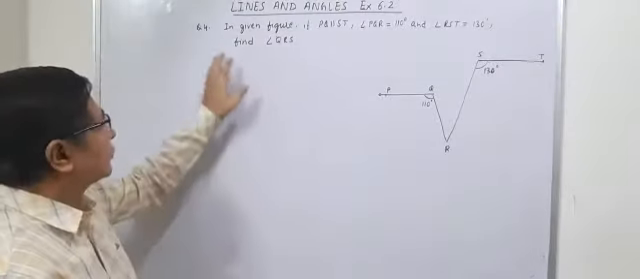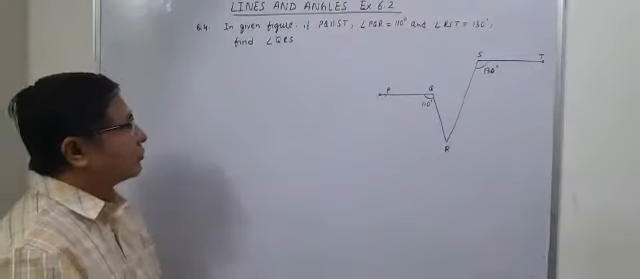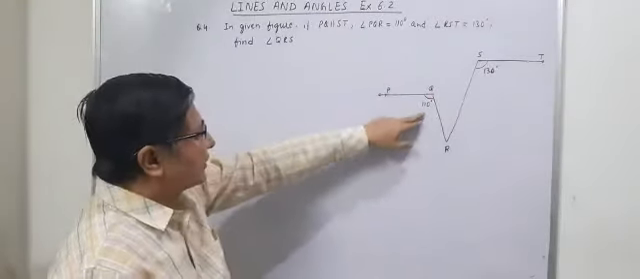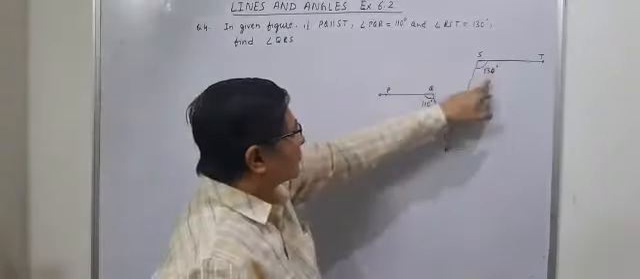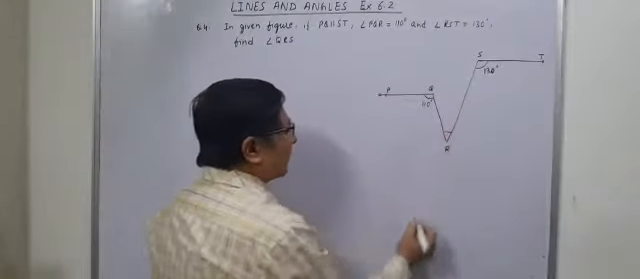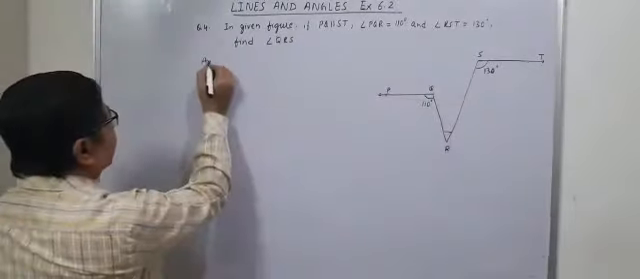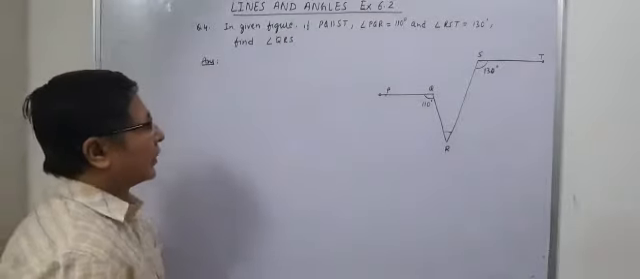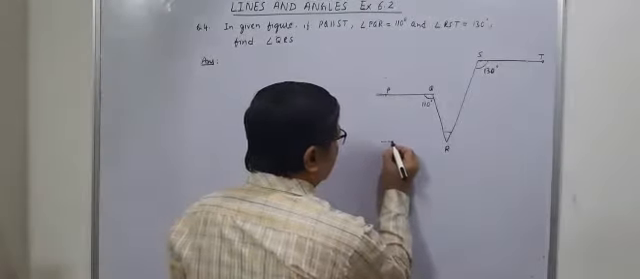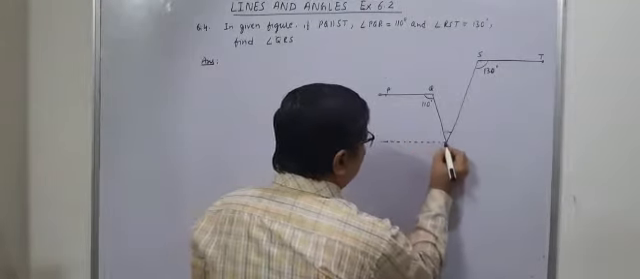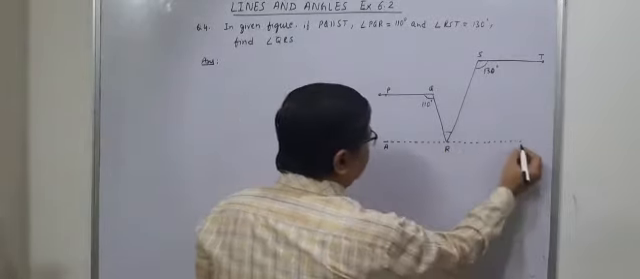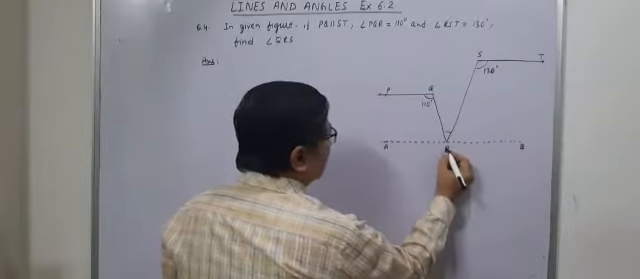Now let us solve question number 4. In the given figure, PQ and ST are parallel, angle PQR is 110 degrees, and angle RST is equal to 130 degrees. We have to find the angle QRS. We have to find this angle. Now how to do this? Please look here. In this question, first we'll do a construction. We'll draw a line AB which passes through R.